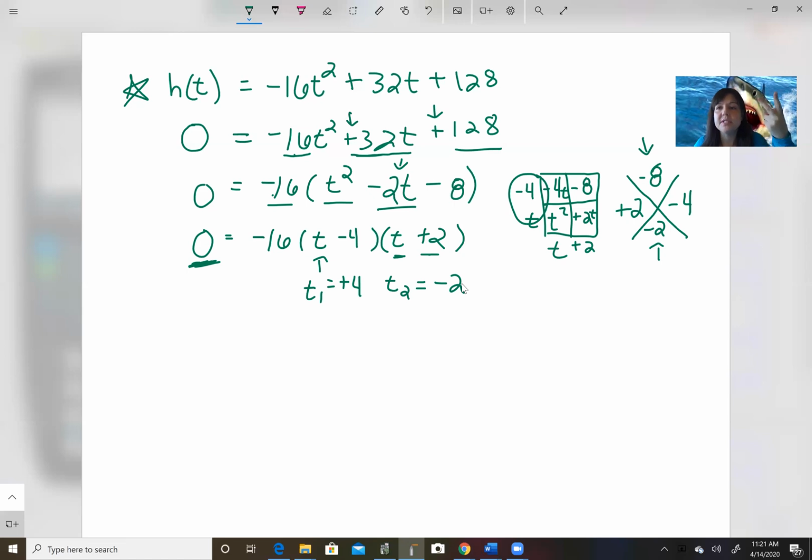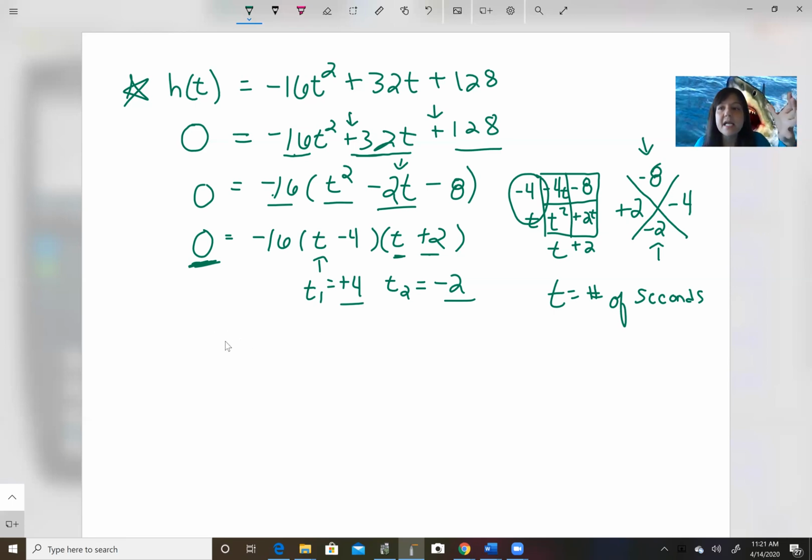There are 2 zero values, but in this real world situation, what does t stand for? T stands for the number of seconds, right? It's time. So what really makes sense here? It took -2 seconds to hit the ground, or it took 4 seconds to hit the ground. Obviously, it's going to be 4 seconds.